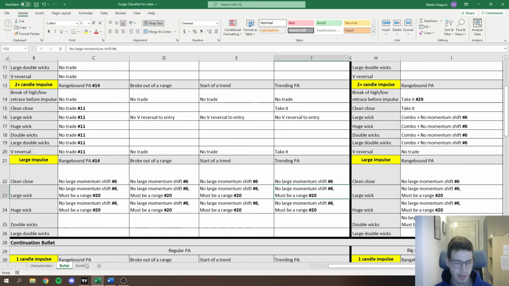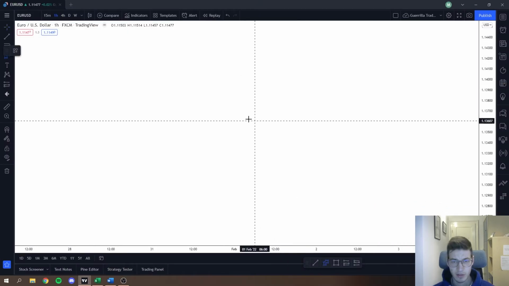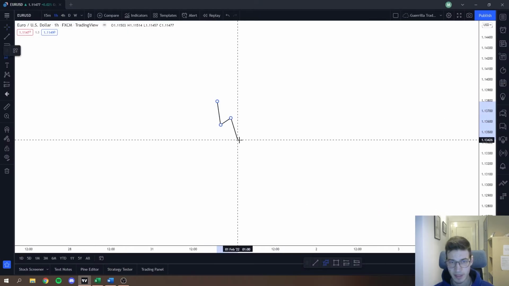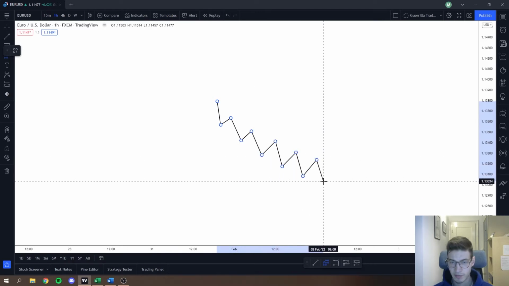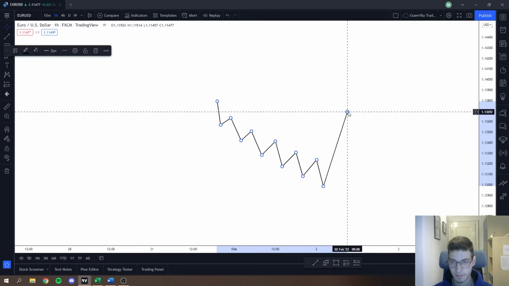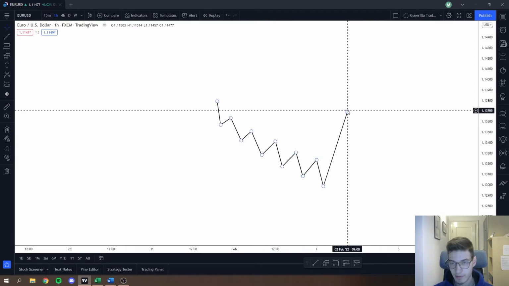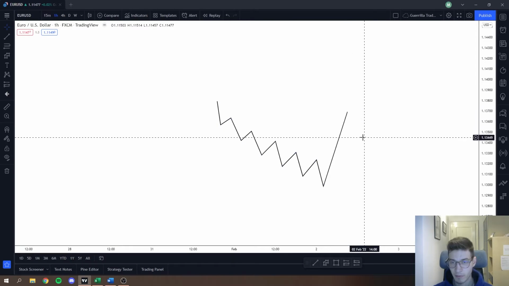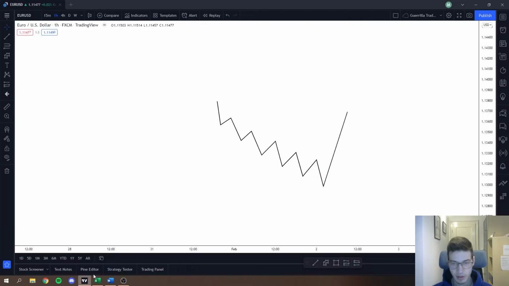So how would that look like in a real live market? Let me draw it down. So we have this descending, just a regular descending, nothing special. We then have a reversal to the upside, nice large impulse. But let's say at the end of the impulse, imagine that we do have a large wick. Well, what I then need to see in the pullback, I need to see no large momentum shift and there must be a range.